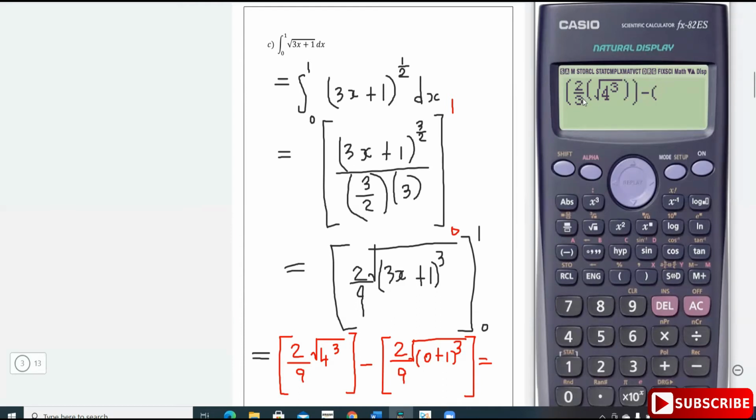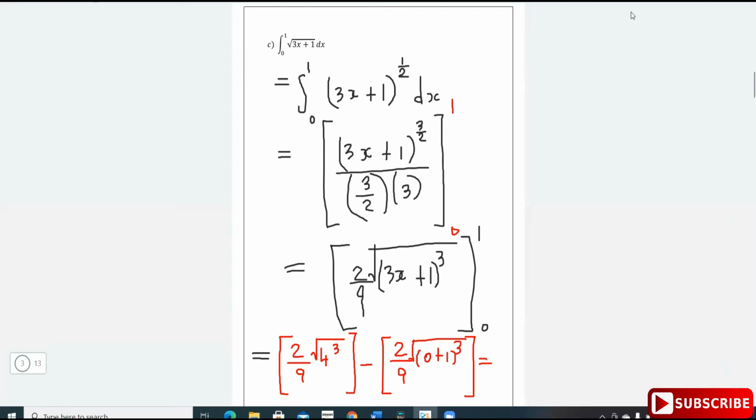All right, this was not 3, so let me go back and change it to 9. Still getting used to this calculator. Go all the way over here, and this is now 2 over 9. I have to go fraction button, 2 over 9 times 0 plus 1 cubed square rooted. That's just 1. So let the calculator work it out for us. This is 14 over 9. So the answer works out to be 14 over 9.